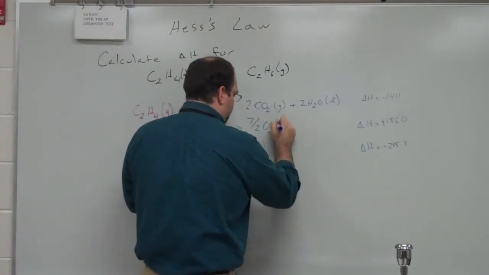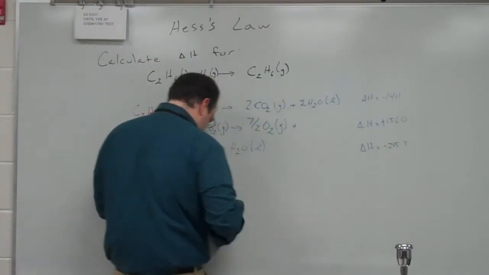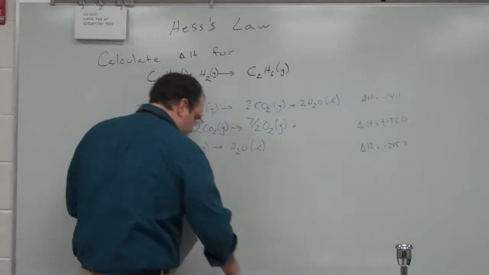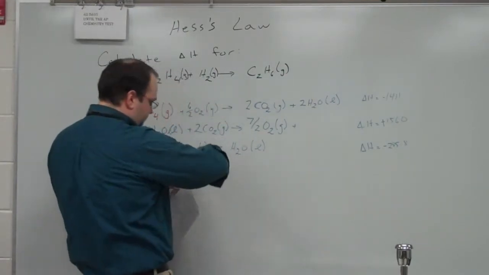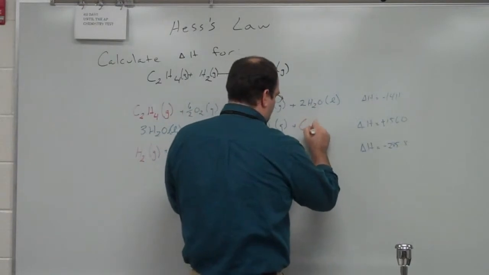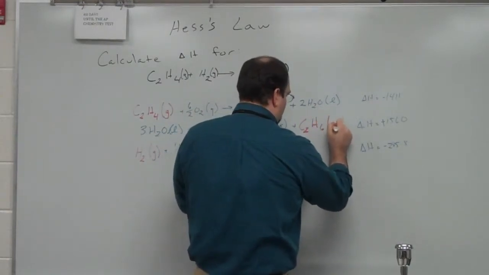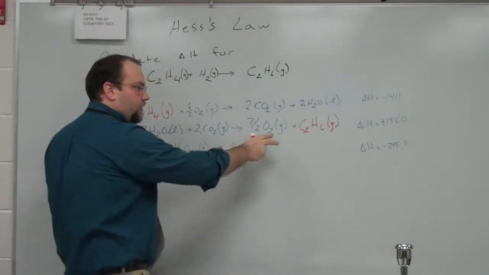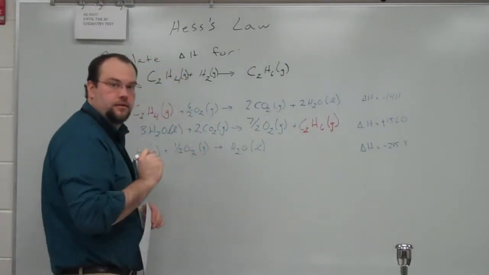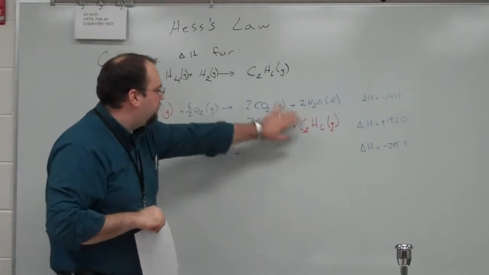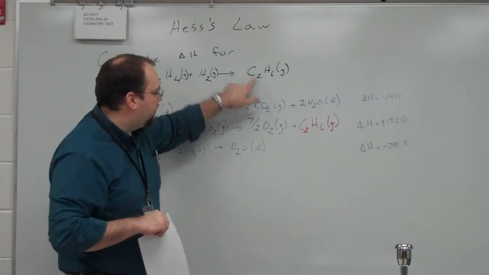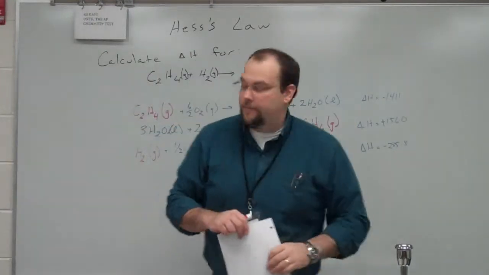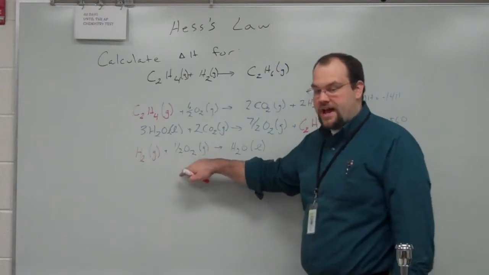7/2 O2, gaseous, plus, and I'm going to do this next one in red, so we can still see exactly what's going on. C2H6, gaseous. Okay, perfect. So I've got this on this side, and I've got it on the product side with the product. I have the same correct numbers. I have one here and one here. So that's great. All right, so we're going to move down to our third reaction.